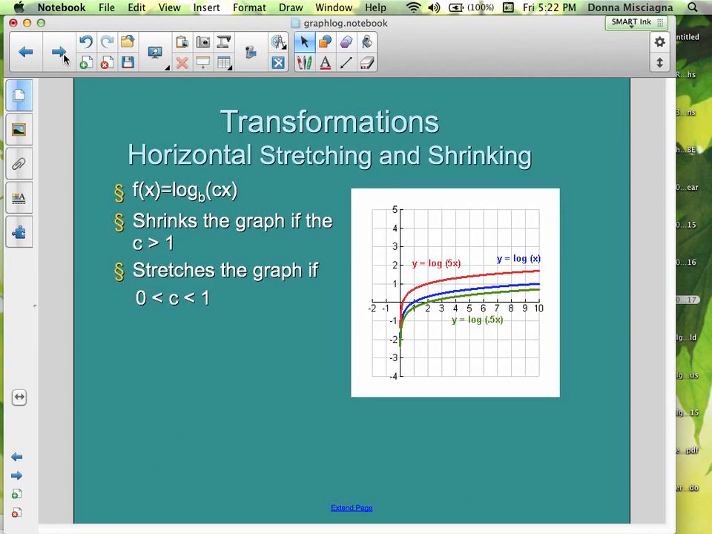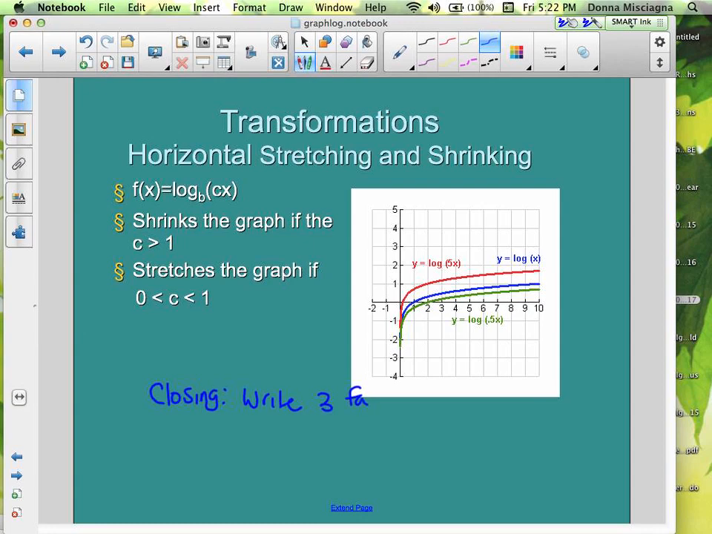So we'll go over the rest in class, and we'll also do the whiteboard practice. This was, by the way, the last closing. So if you still have your notes, go ahead and do the bell work. Go ahead and do the closing. It was write 3 facts about the graphs of logarithms.